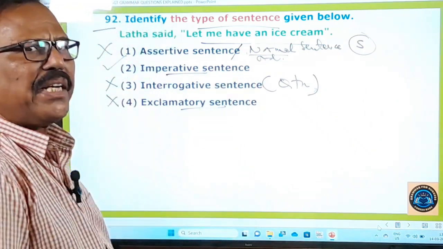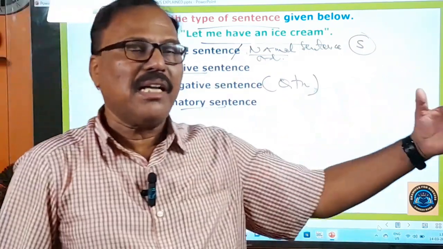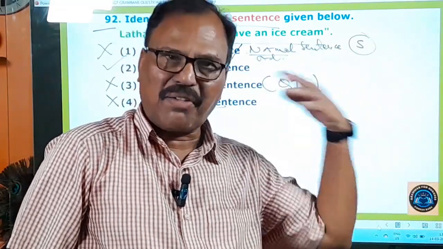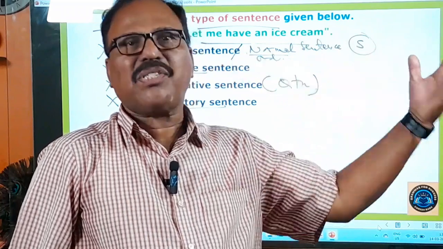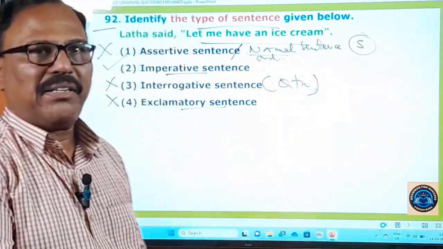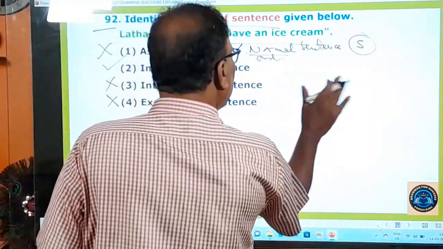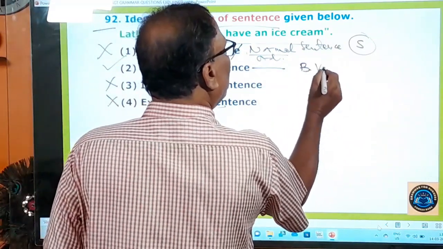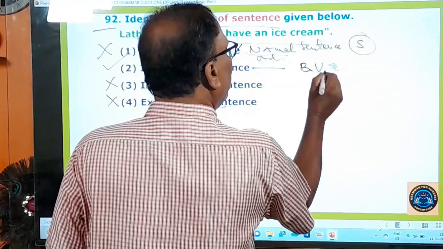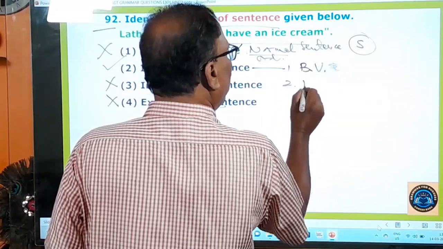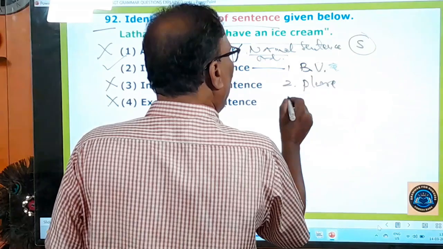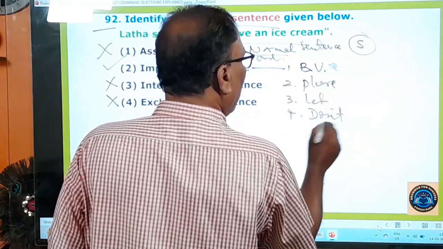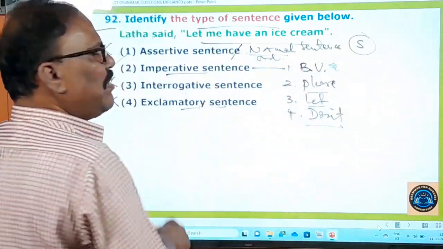Imperative sentence. Imperative sentence means what? A sentence that contains an order, a command, a request, a suggestion, a piece of advice, etc. is called an imperative sentence. And remember, it has got 4 features. They generally begin with a base form verb. BV means a base form verb. They also begin with please. They also begin with let. They also begin with don't. These are the 4 features of the imperative sentences.